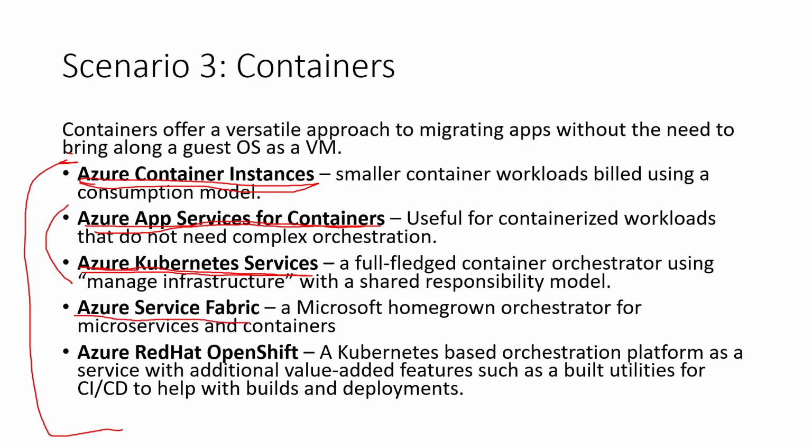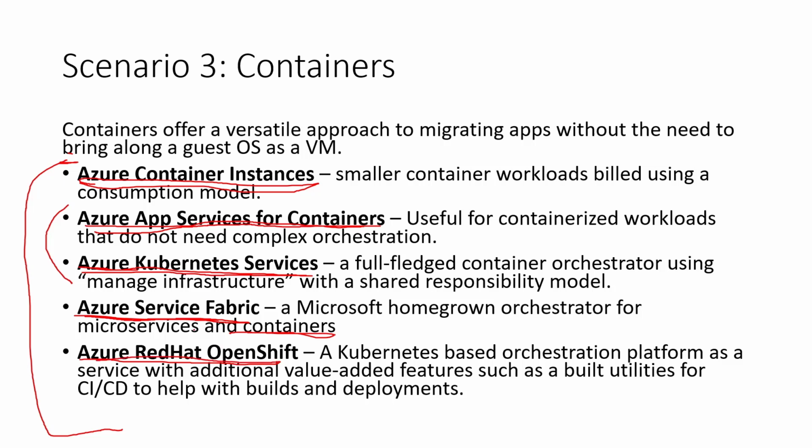Azure Service Fabric is another offering, and this is Microsoft's homegrown orchestrator for microservices and containers. It's marketed as microservices and containers, but it's mostly intended for microservices. This one is basically for folks that are already using Service Fabric for something and they want to add on containers to it. If you're going to start greenfield in containers, I would go with Kubernetes. Red Hat OpenShift is containers too. This is Kubernetes as well.